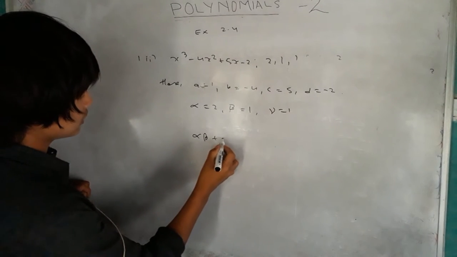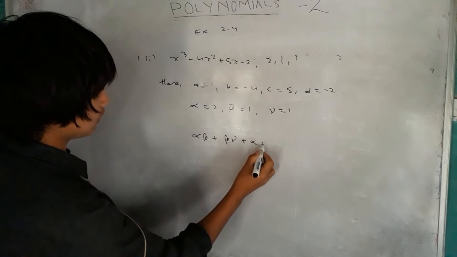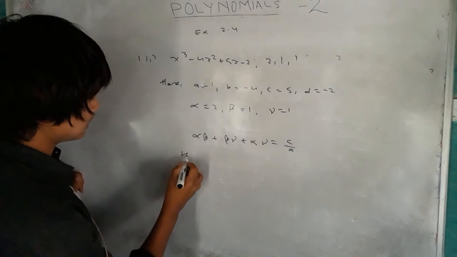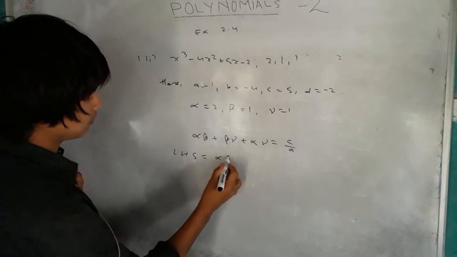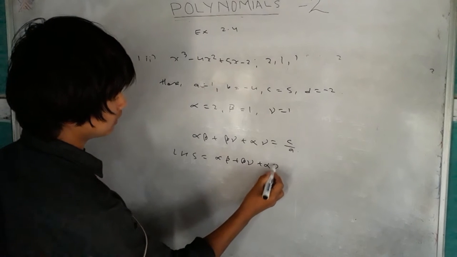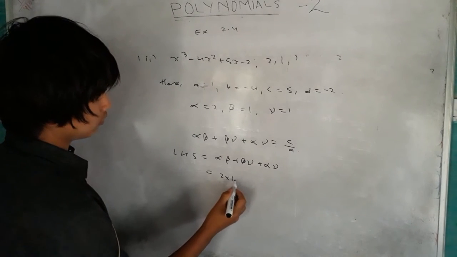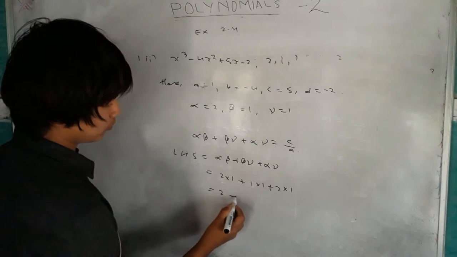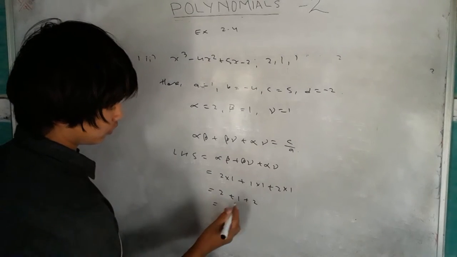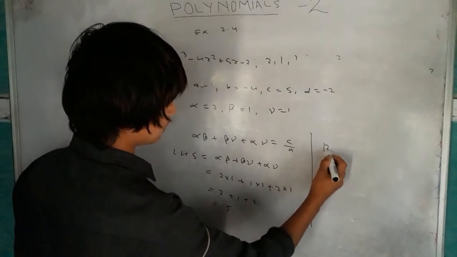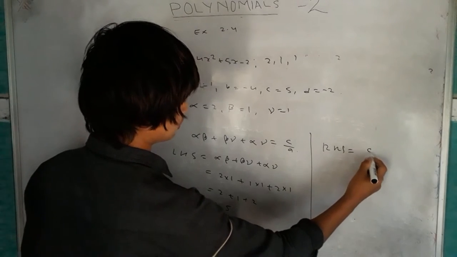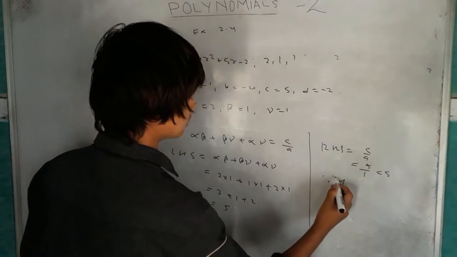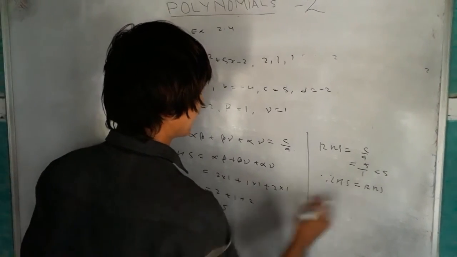Alpha beta plus beta gamma plus alpha gamma equals c by a. Let me confirm. C by a, yes. LHS, left hand side: alpha beta plus beta gamma plus alpha gamma. What is our alpha? 2 into 1, plus 1 into 1, plus 2 into 1. So 2 plus 1 plus 2, that is 5. So RHS, right hand side, equals c by a. What is our c? C is 5 by 1 equals 5. Since LHS equals RHS, hence verified.